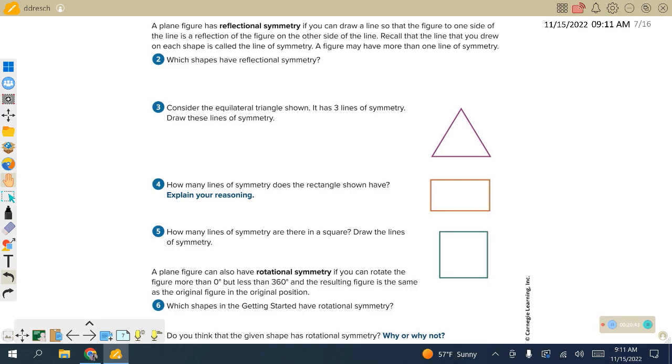Where do we have those at? Don't wait on me, and if you're not sure where they're at, you have some patty paper. You can always check yourself with the patty paper. Fold it, find that sweet spot so that it lands on top of itself.